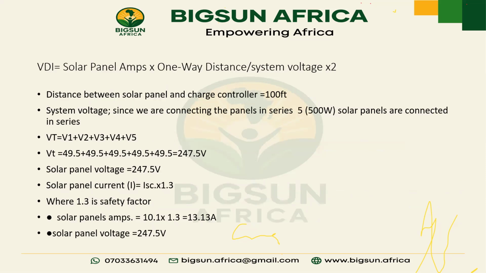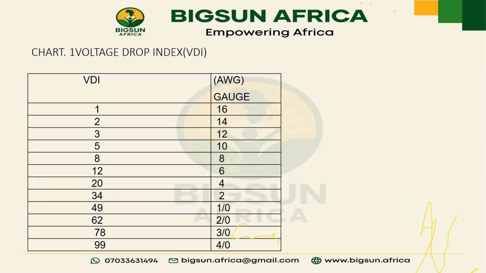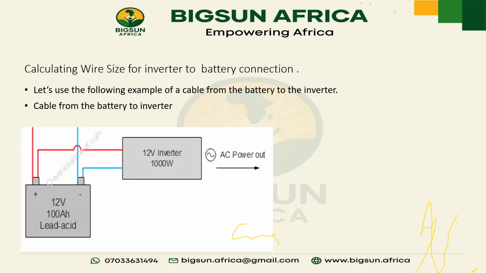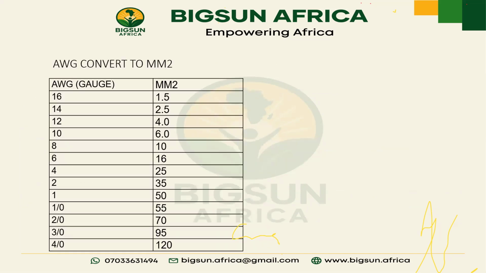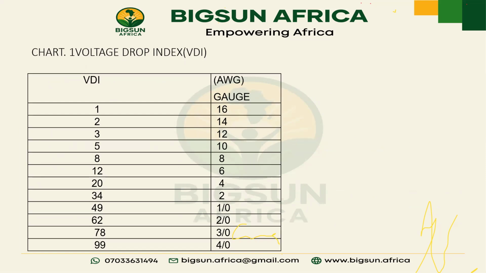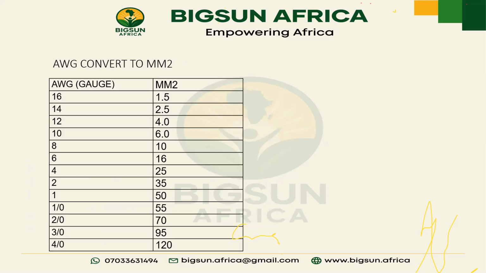We go to the table now. Our VDI is 66.3, and we don't have 66 here, so we go for the higher one, which is 78. 78 corresponds to 3/0 AWG. In millimeters, 3/0 AWG is 95 mm.